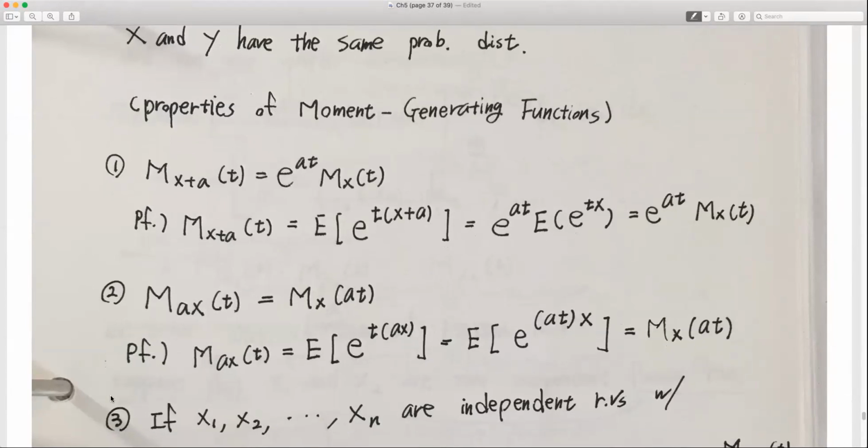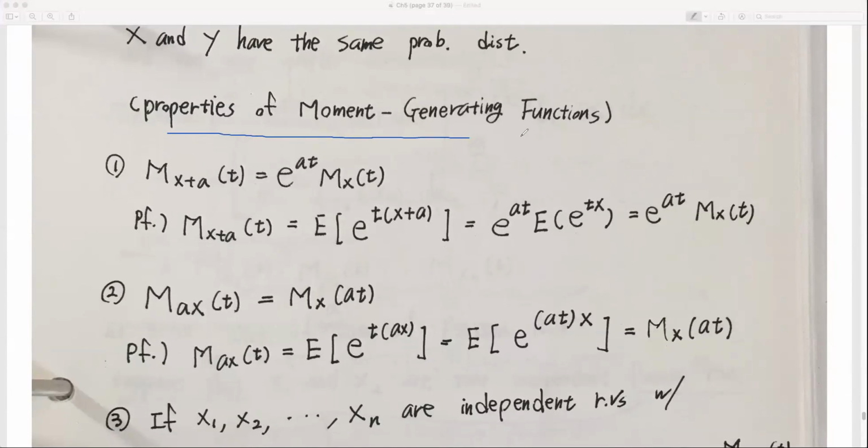So the properties of the moment generated functions. The first property is this: the moment generated function of X plus a, where a is a real number, is equal to e to the a times t, times the moment generated function of X. And the next one is the moment generated function of aX, which is equal to the moment generated function of X at a t.